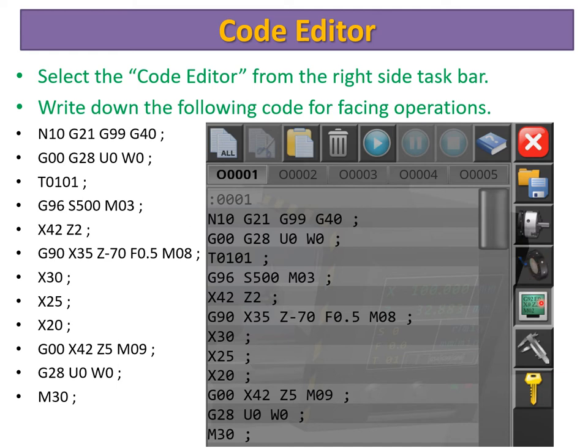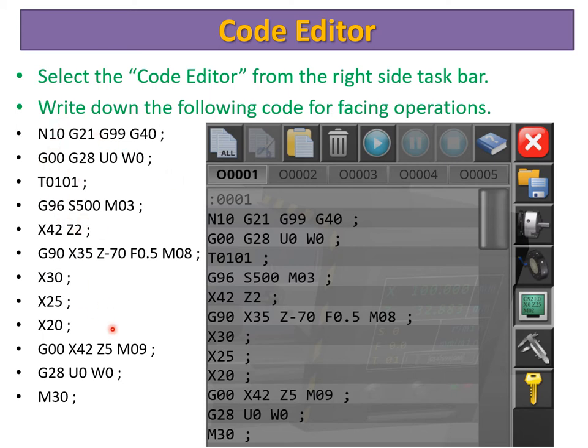Now the fourth option, this is used for the coding. When you click this icon, a new window will appear like this. I have written the code, but when you click this icon, a new blank window will appear. Then you have to write the code for the facing operation or whatever operation you have to do.